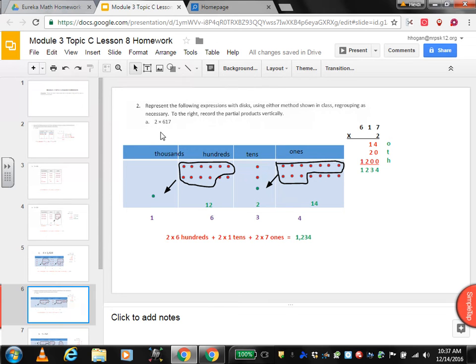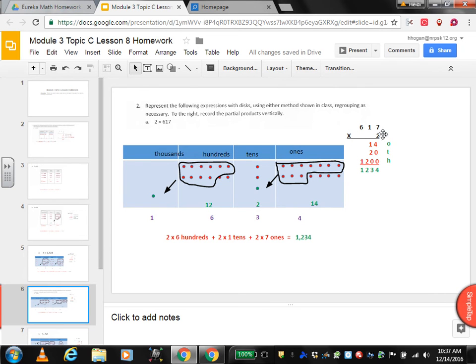So now we have 2 times 617. We have 617 twice. We write our expression. 2 times 600, 2 times 10s, 2 times 7 ones. We do need to regroup because we'll have 14 ones and 12 hundreds. So we take 10 of the ones to make a 10, and that leaves us with 4 ones. Now we have 3 tens. We take a group of 10 hundreds to make it 1,000, and we're left with 6 hundreds. So we know that this should match.